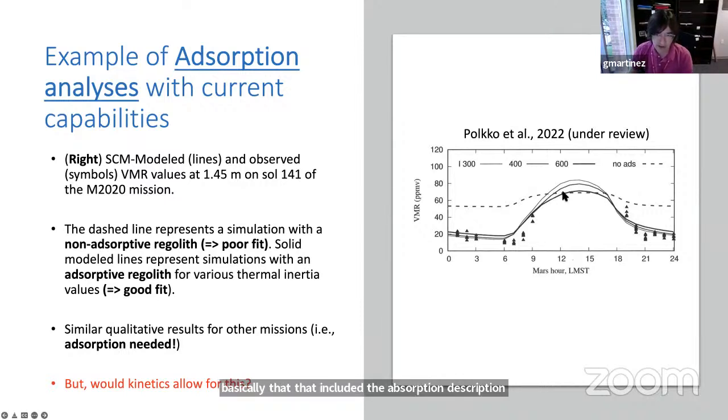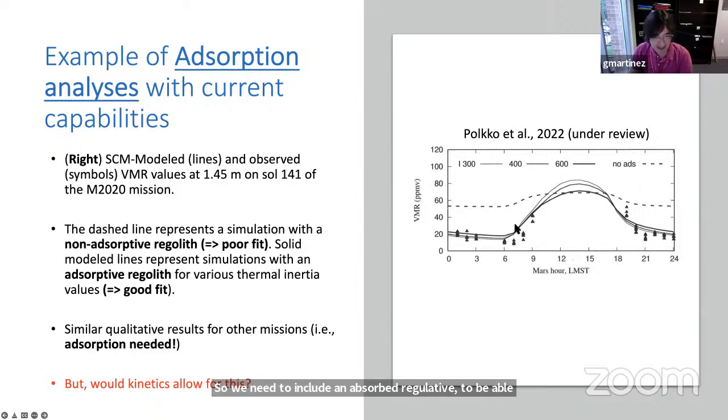The interesting point here, and you can ignore the 300, 400, and 600, is that if with the model we don't consider adsorption, that's the dust line, then we cannot get a good fit to the estimated values of VMR. So we need to include an adsorptive regolith to be able to match these values.